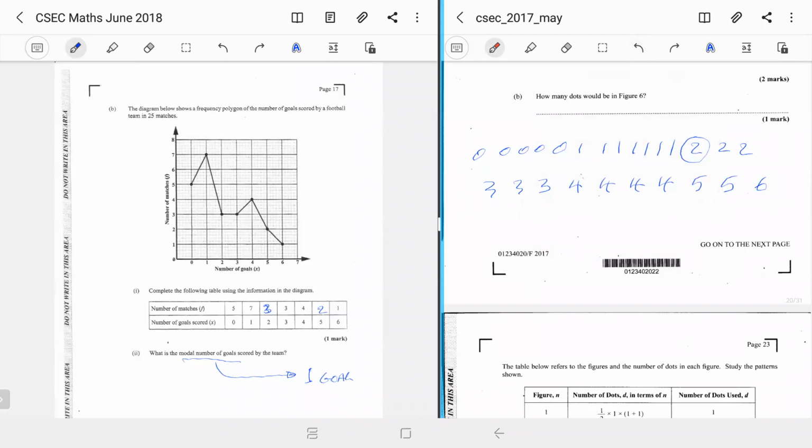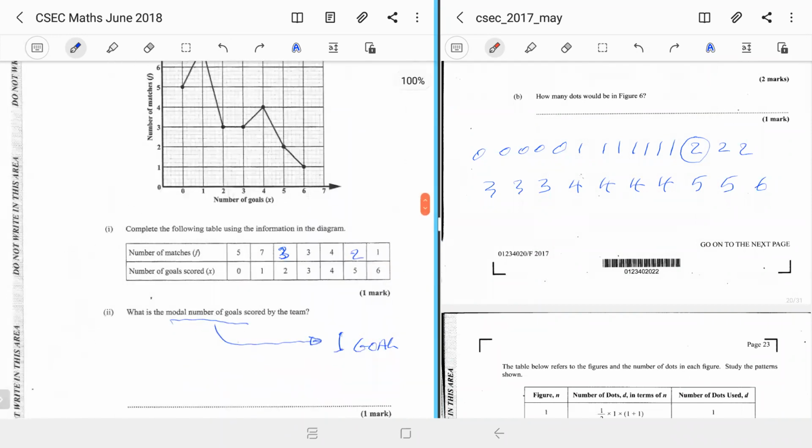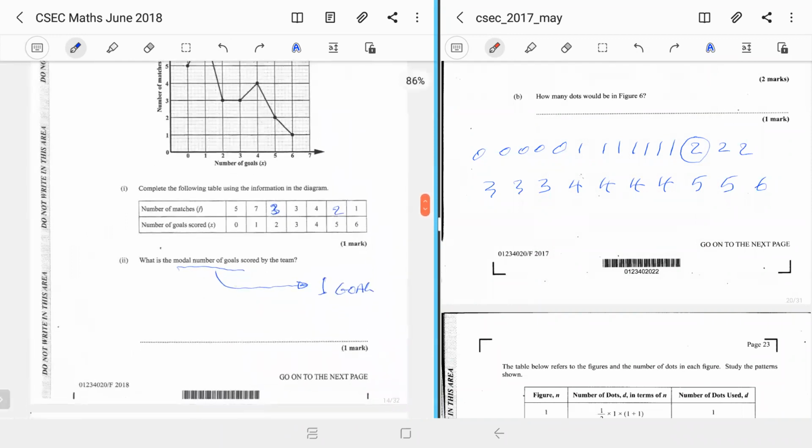You have to know that since there are 25 matches, these are your frequencies, and they add up to 25. If it's 25, we can know the position of the median. Remember, I gave you the formula.